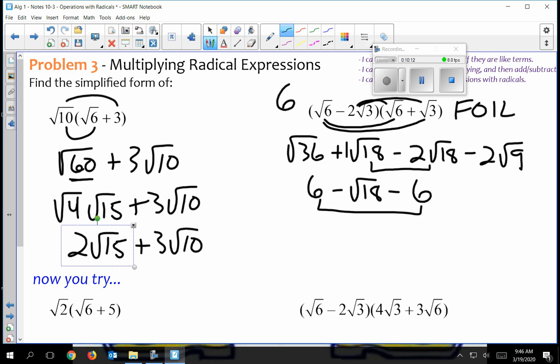Negative 18, I can break it down into a 9 times 2. 9 is perfect, so I get 3. So my answer is really negative 3 square root of 2. A lot there. You got to be thinking.